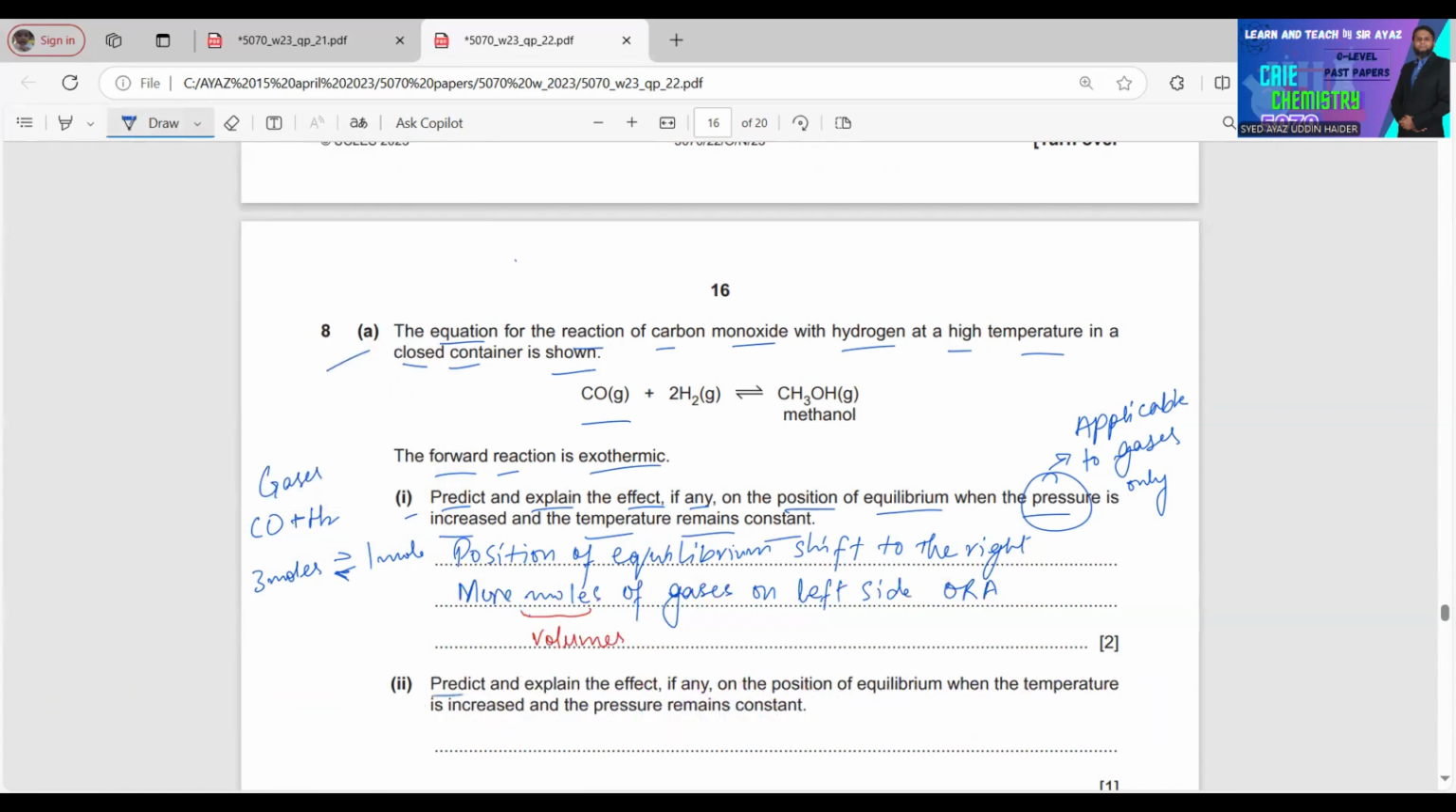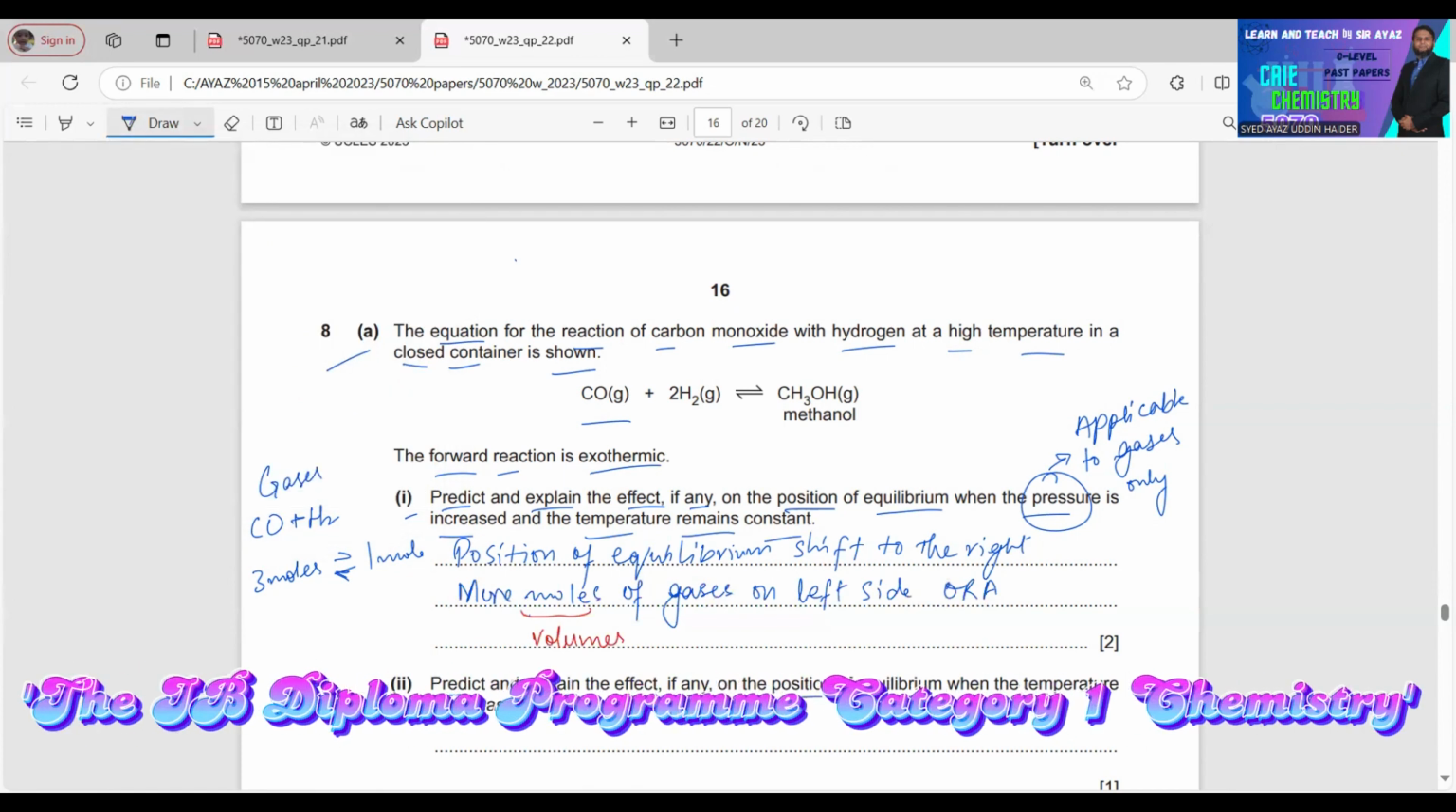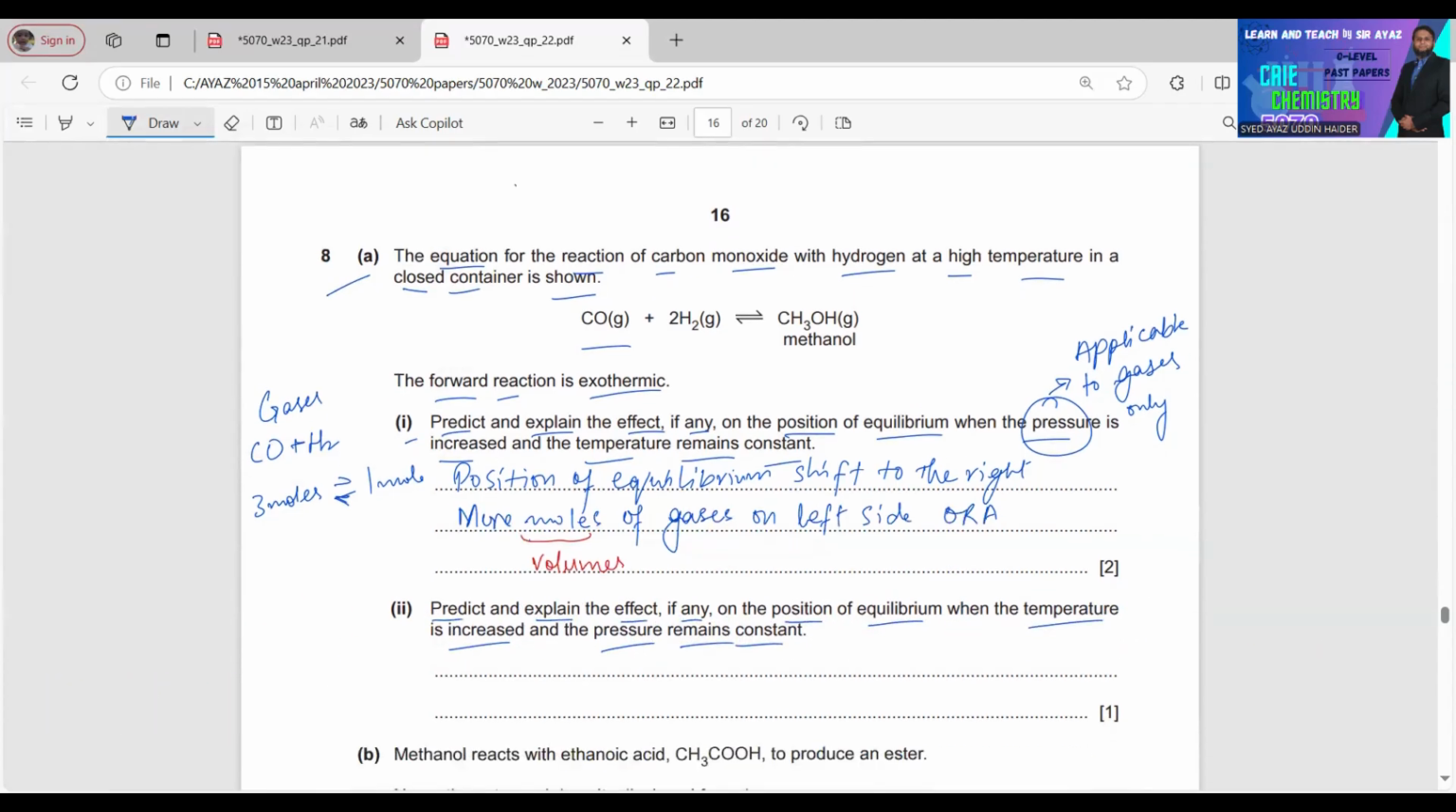Moving to next part 2, predict and explain the effect, if any, on the position of equilibrium when the temperature is increased and the pressure remains constant. Now they are increasing the temperature. Forward reaction is exothermic, which means the forward direction will favor low temperature. So if you increase the temperature, it will move to the side which is endothermic. Product side is exothermic, reactant side is endothermic. So it will move to the left hand side or to the reactant side.